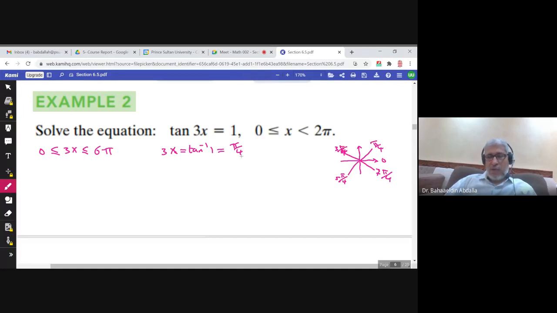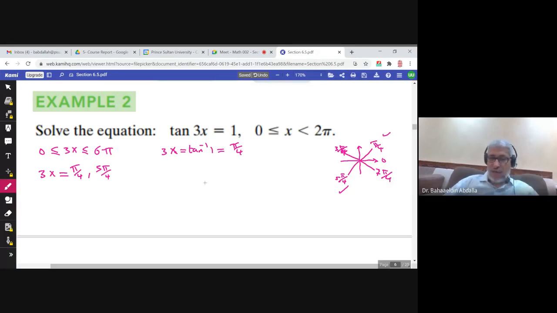Now, tan is 1. Tan is positive. Tan is positive in the first quadrant and in the third quadrant. So I have two solutions for 3x. 3x could be pi over 4 or 5 pi over 4. These are the two solutions in the first revolution. But 3x is from 0 to 6 pi. So you don't stop at 2 pi.